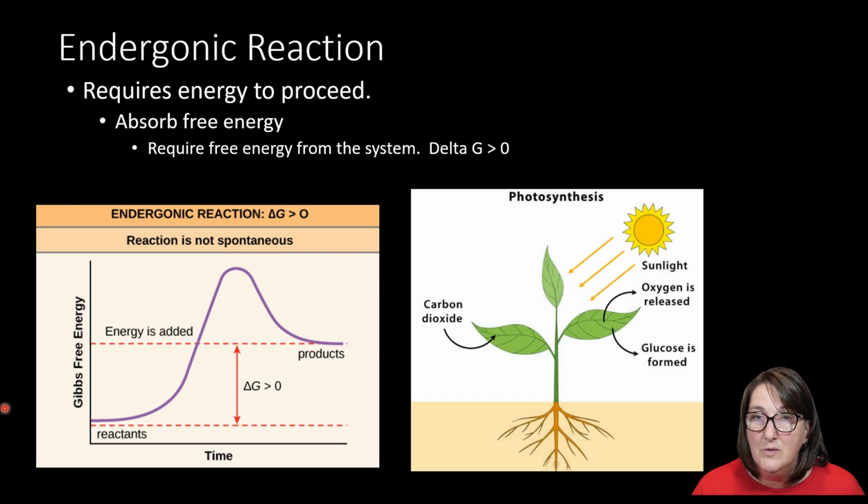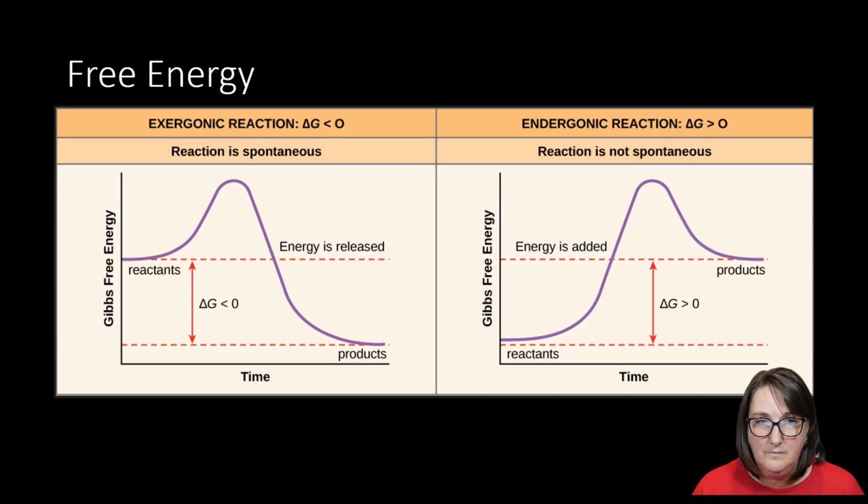So examples of this would be photosynthesis. For photosynthesis to start, I have to bring sunlight in. I have to bring this photon energy into the plant in order for photosynthesis to start. So here are my two. This is an exergonic: energy is going to be released. It's spontaneous.